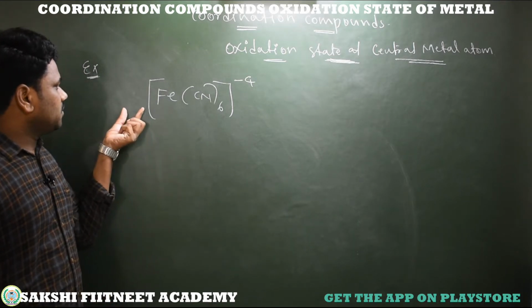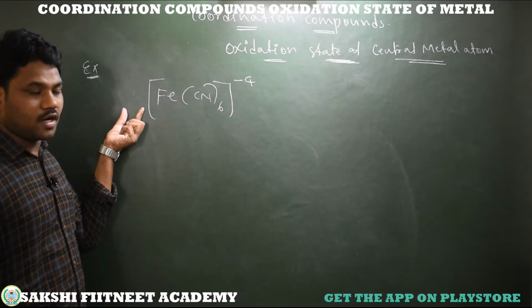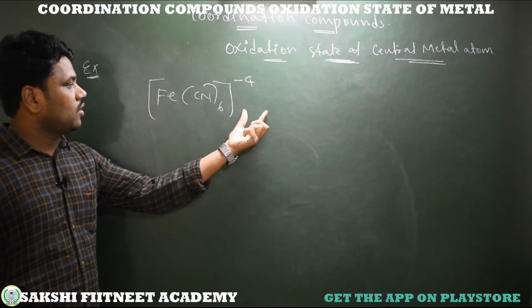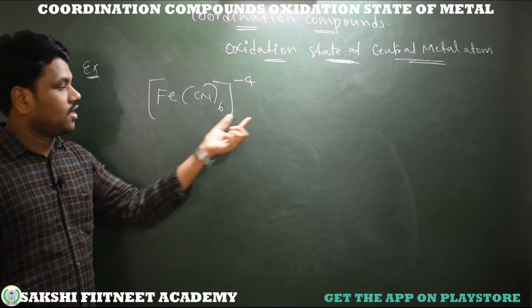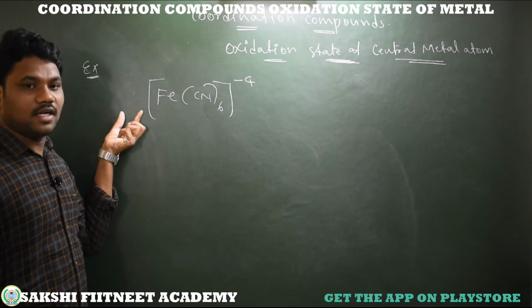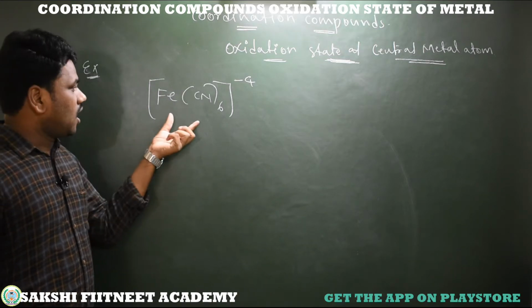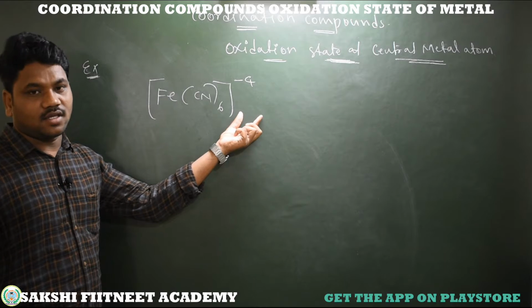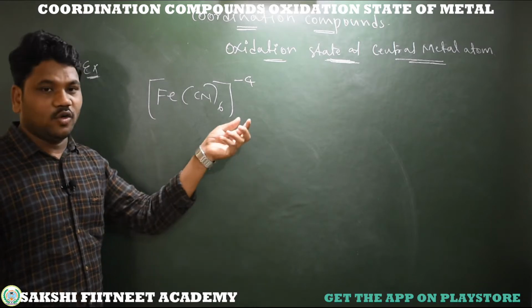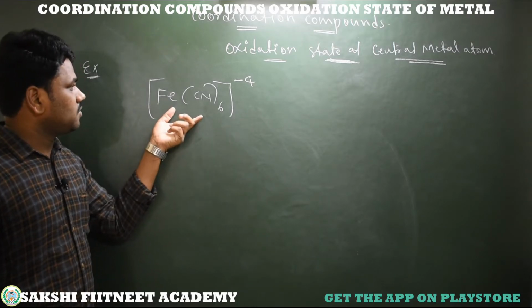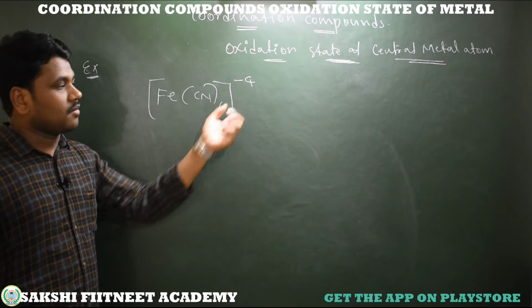Say this is a coordination sphere. If any atom is before the coordination sphere, that is called a counterion. If any atom is after the coordination sphere, it is also called a counterion. If it is before the coordination sphere, that is called a positive counterion. After the coordination sphere, that is a negative counterion. We will discuss that while doing examples. So this is a coordination sphere with -4 charge.